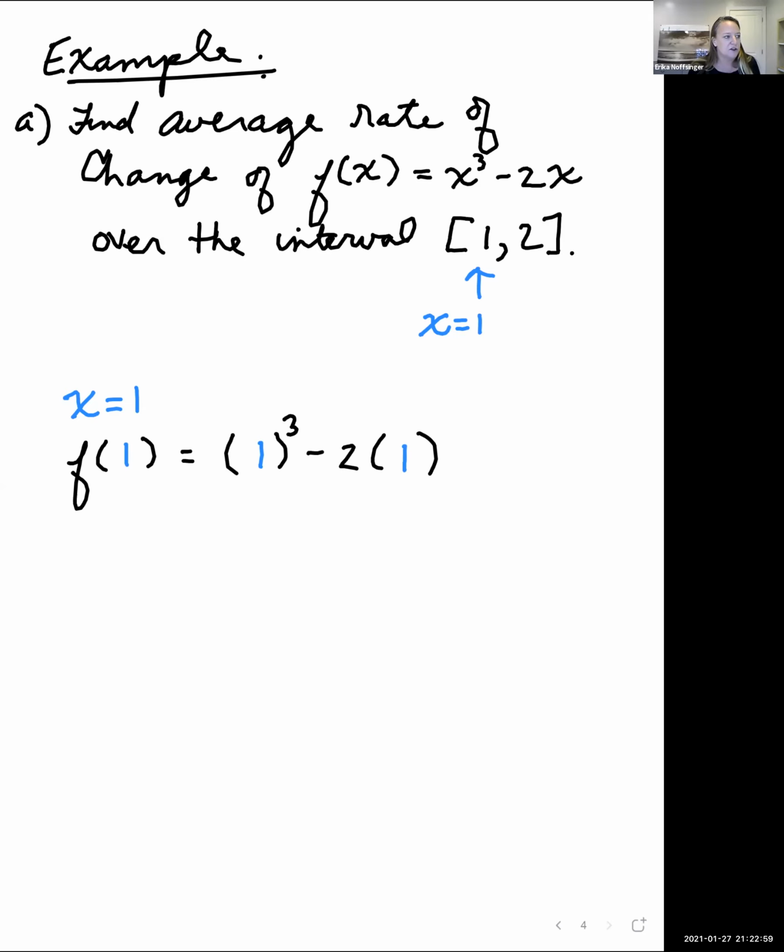So we can use our order of operations to simplify. We got exponents first. So 1 cubed is 1, minus multiplication first, 2. So 1 minus 2 gives us negative 1. So one of our points is (1, -1). And now let's look at when x is 2.